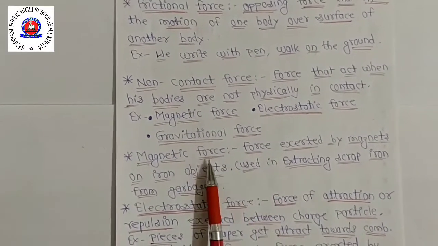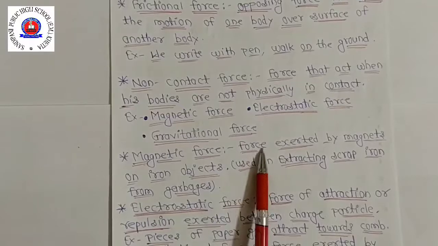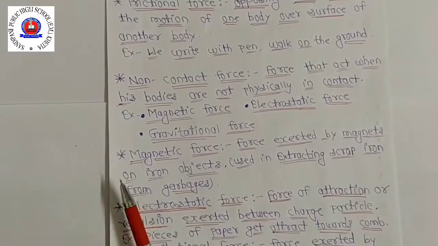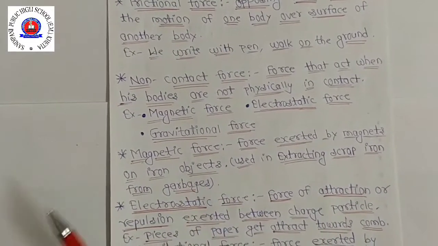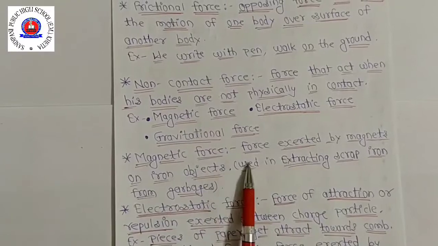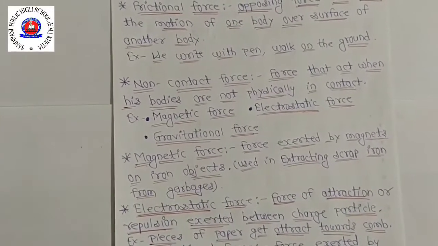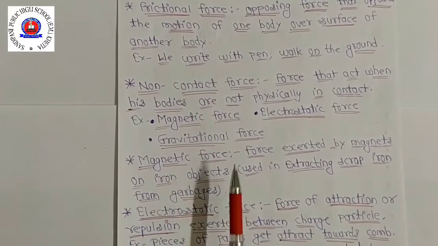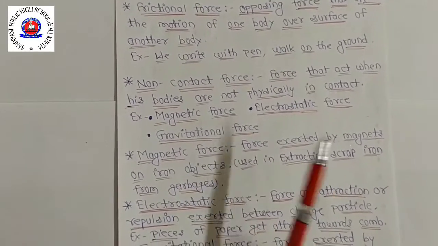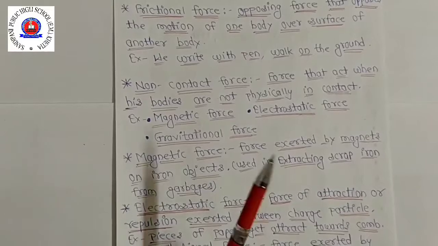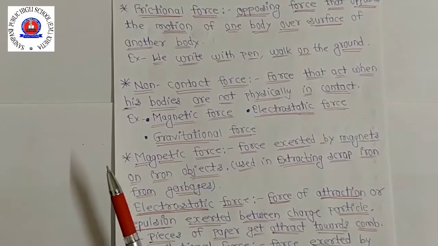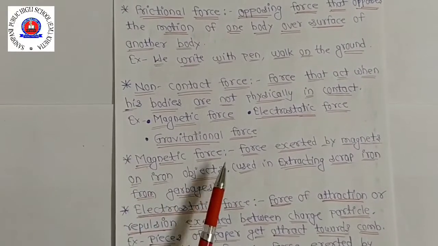Okay, so what is magnetic force? Force exerted by magnets on iron objects. Okay, and that force is used in extracting scrap iron from the garbage. Clear this one? The force exerted by a magnet is an example of non-contact force. So similarly, the force exerted by a magnet on a piece of iron is also a non-contact force.